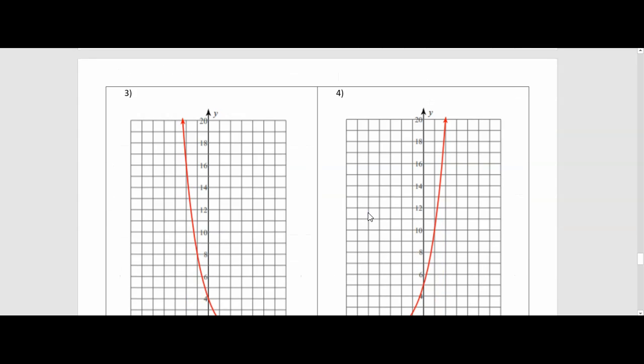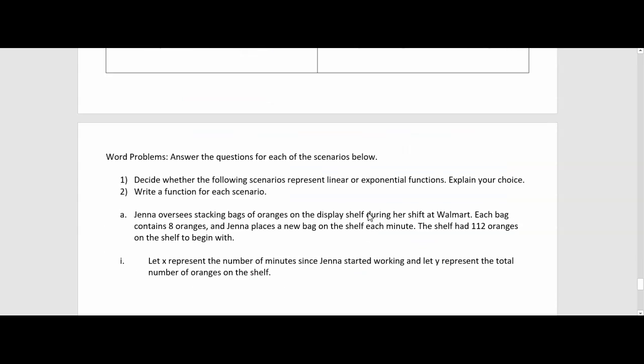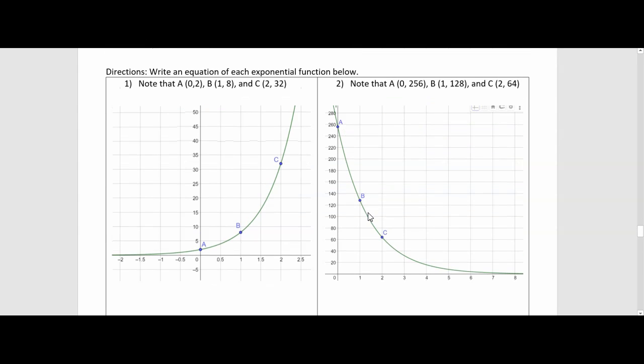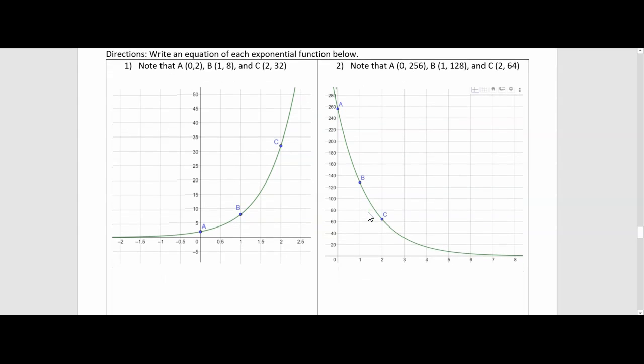You know what, this doesn't really matter too much. Let's do number 1. So this is basically the same, right? The only difference is your points are on a graph rather than in a table. So it works the same way. In fact, I even give you the points here.